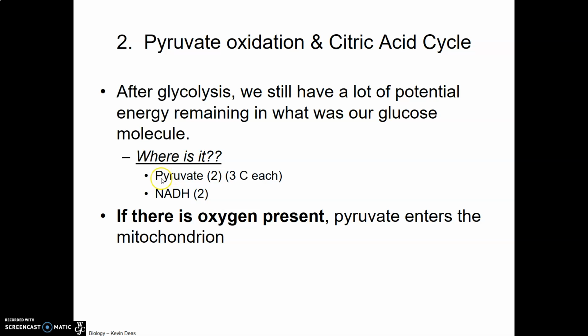Well, we know that when we split the glucose, which had 6 carbons, we created 2 molecules of pyruvate that each have 3 carbons, and we created 2 molecules of NADH. Now this is in addition to the net gain of 2 ATPs that we had. And remember, because of the second law of thermodynamics, where did some of this other energy go? It was lost in the form of heat. That's exactly right. Now, if there's oxygen present, pyruvates are going to enter the mitochondria.